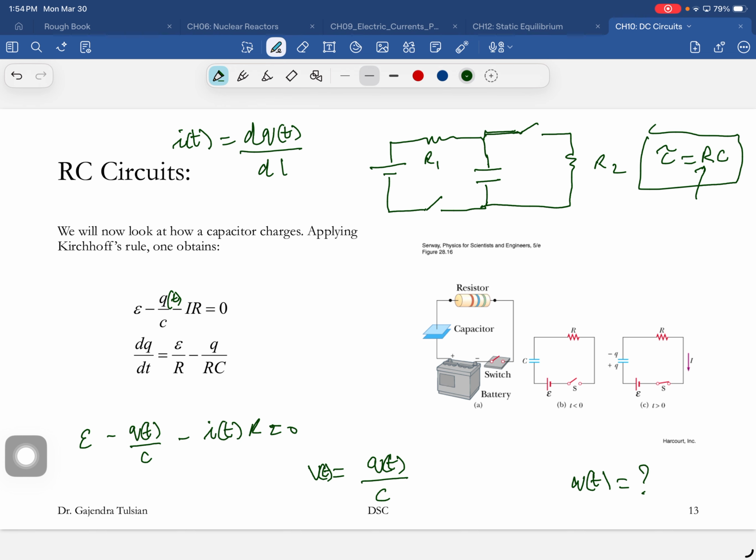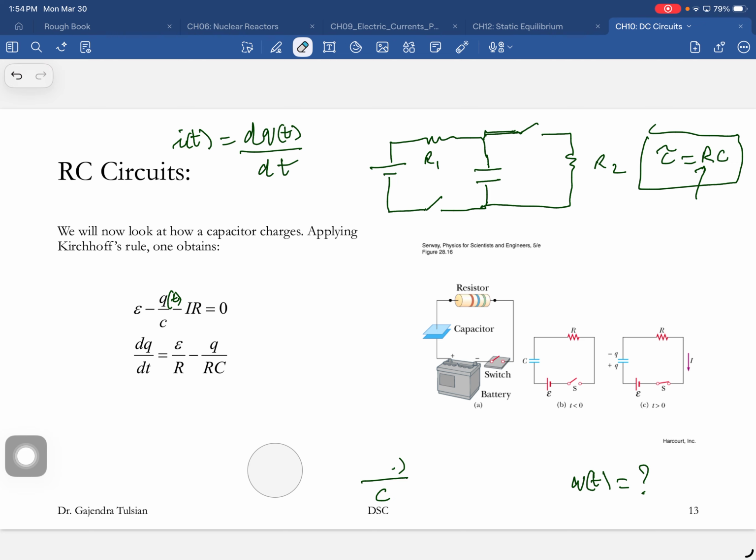If you make the time constant greater, the capacitor charges slower. Here is a time constant of 2 seconds. Here is a time constant of 0.5 seconds. So that's a capacitor that's charging faster.